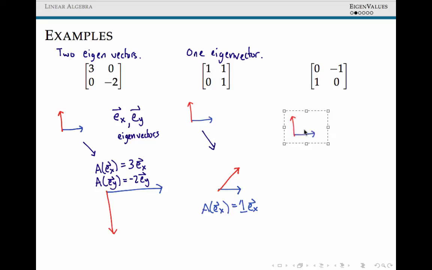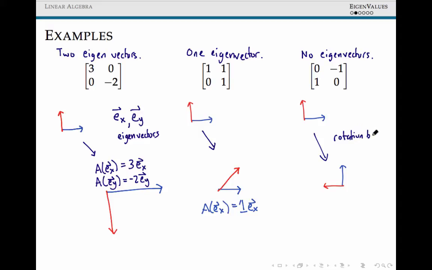And finally, if we look at the action of the matrix on the right, this is actually going to be fairly interesting in that what this particular matrix does is it returns a rotation by 90 degrees of our original vectors. So this linear transformation will have no eigenvectors, at least no real eigenvectors, given that any vector will be rotated instead of scaled. So in this case, there are no eigenvectors, since this is the rotation matrix, rotation by 90 degrees.